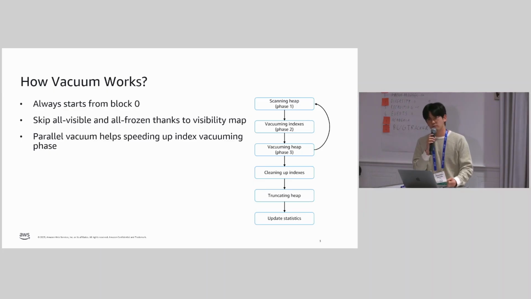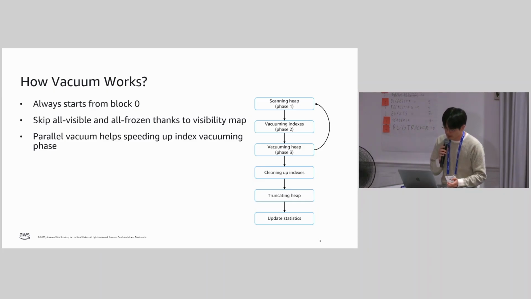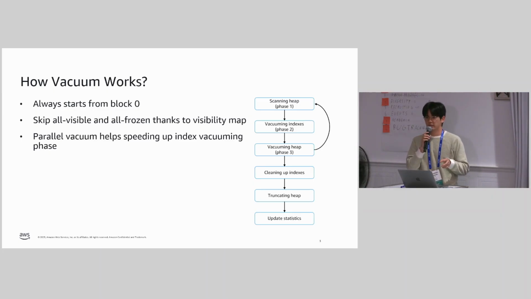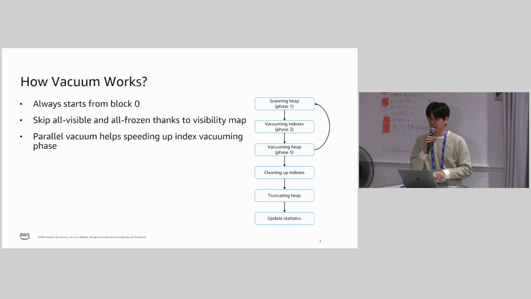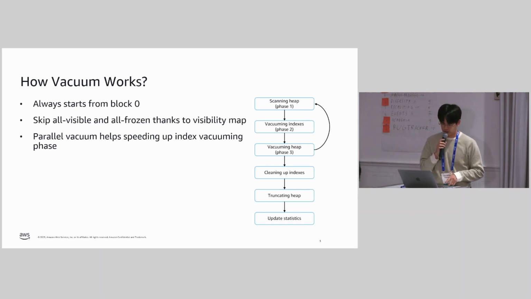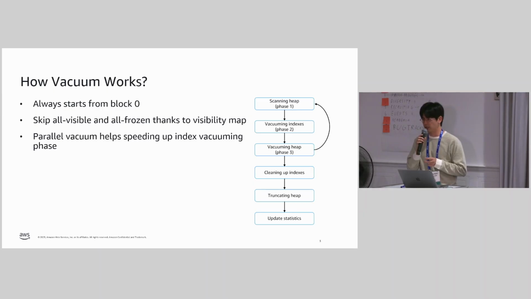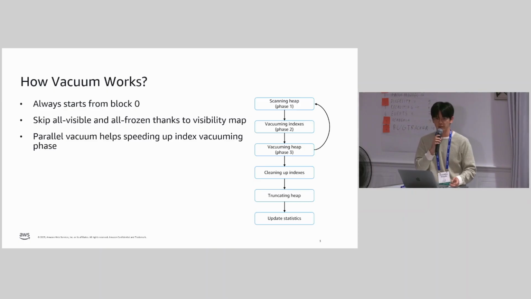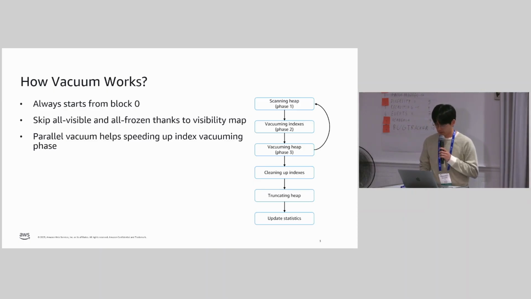After vacuuming all indexes, we go to the third phase, the vacuuming heap phase, where we actually mark the dead tuples as unused so that we can reuse them later. After these three phases, we do the subsequent phases like cleaning up indexes and truncating the heap, and we finally update the statistics like the number of tuples and number of pages in the table. This is the basics of how vacuum works.